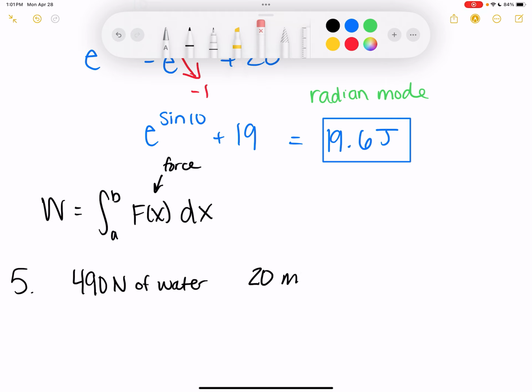20 meters above the ground. What is the work done? We're using meters, not feet.